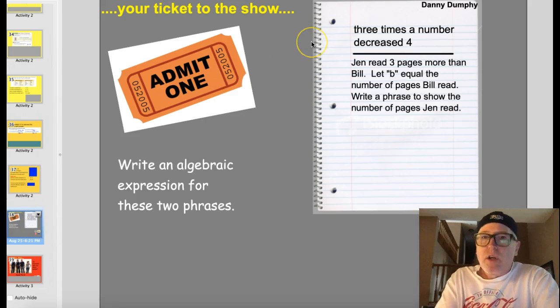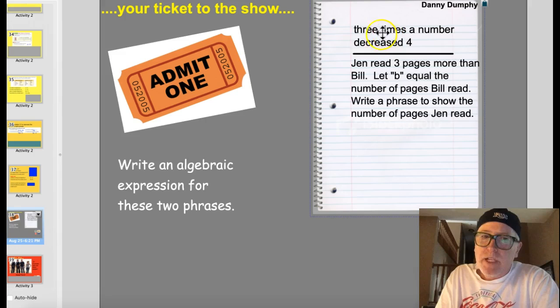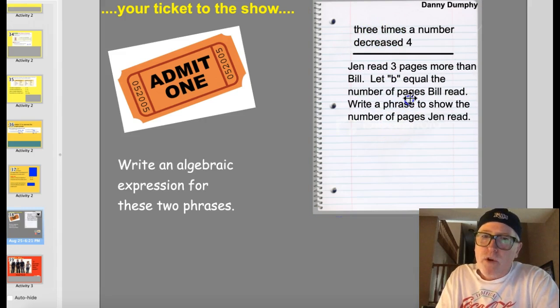Let's get to our ticket to the show questions here. I can make this probably a little bit bigger. 3 times the number decreased by 4 is your first one. I would like you to write an algebraic expression for it. The next one is Jen read 3 pages more than Bill. Let B equal the number of pages Bill read. Write a phrase to show the number of pages Jen read.